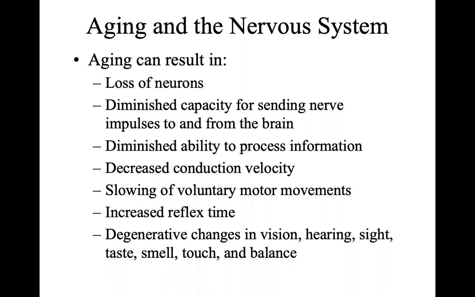Okay, so the decreased conduction velocity. We know that myelin is really important around neurons to increase the speed of the conduction of nerve impulses. But if there's MS, or multiple sclerosis, that breaks down the myelin, or demyelinates, now you can't process things as quickly. There's the slowing of voluntary motor movement. There's the increase in reflex time. Things just slow down. The degenerative changes to vision, hearing, smell, touch, taste, and balance all go off.